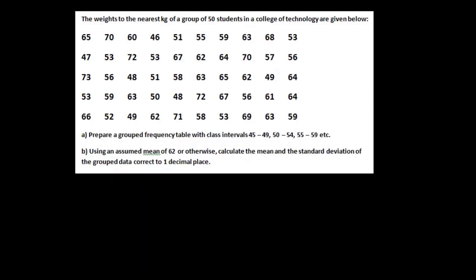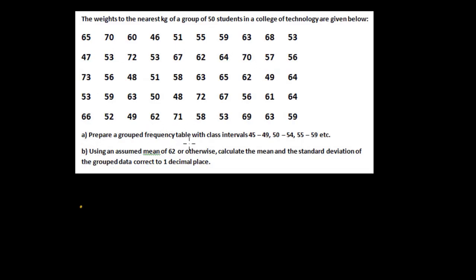In this video, we are going to be looking at this SSC question, and hopefully I can teach you how to go about a question like this if you sit in an examination. It reads, the weights to the nearest kg of a group of 50 students in a college of technology are given below. And so we've got this raw data, and we have two questions here.